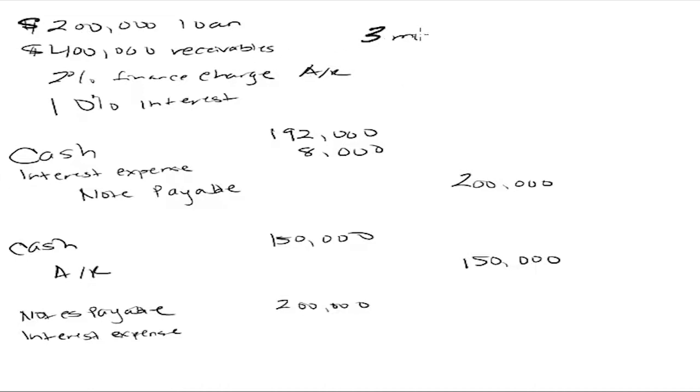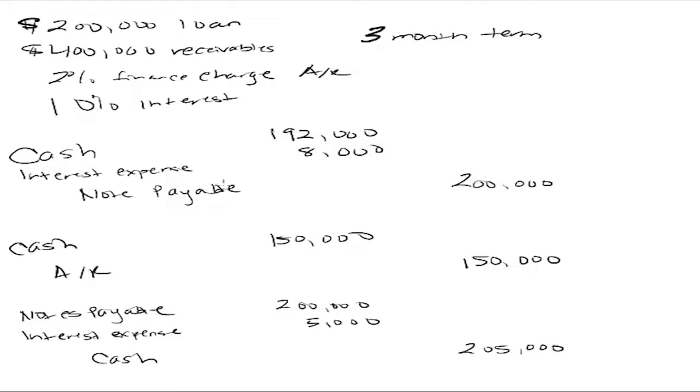This was a 3-month term. So we got $200,000, 10%, 3 months. So you do this by 3/12, and so you should get $5,000 in interest expense. That means that we're going to pay back $205,000.